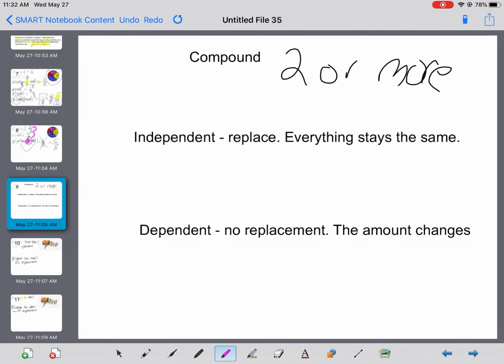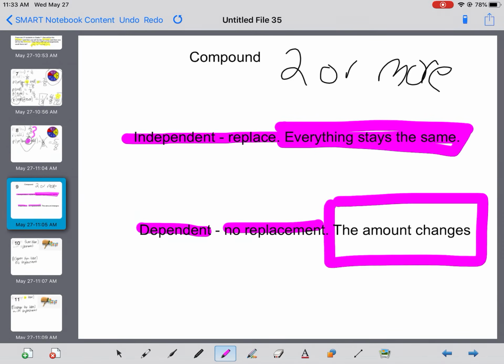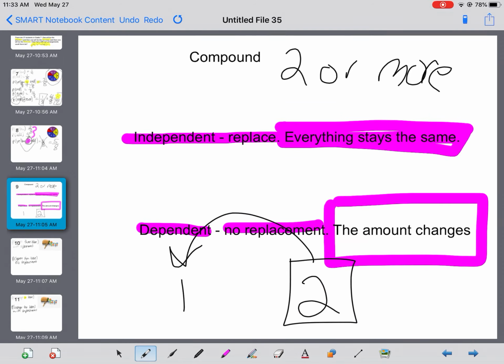Now, to keep it simple, if you want to know if an event is independent, just think independent is when I replace something. So if I'm pulling a Scrabble tile out of a bucket and then I pull another one, if I replace the first one, everything stays the same in that bucket because I've replaced the original tile I took out. So there's still going to be the same amount of tiles. But an event is dependent if I don't replace the tile, because the amount of tiles in the bucket changes. So my second draw depends on what was taken out the first time. Okay? So let's try that.